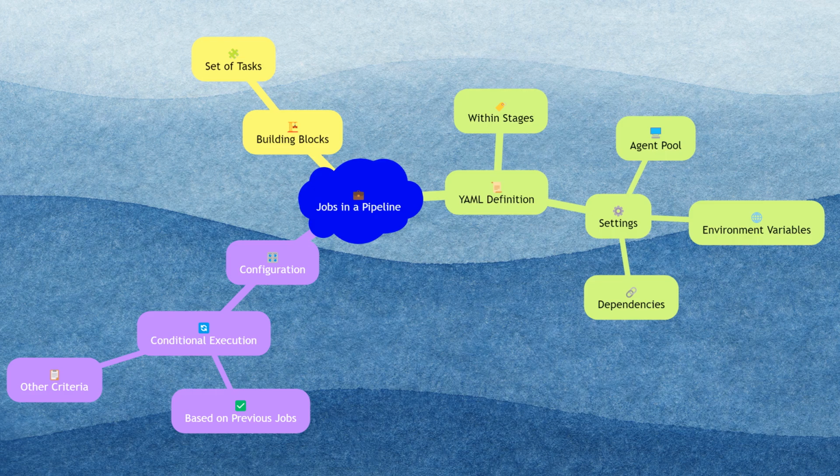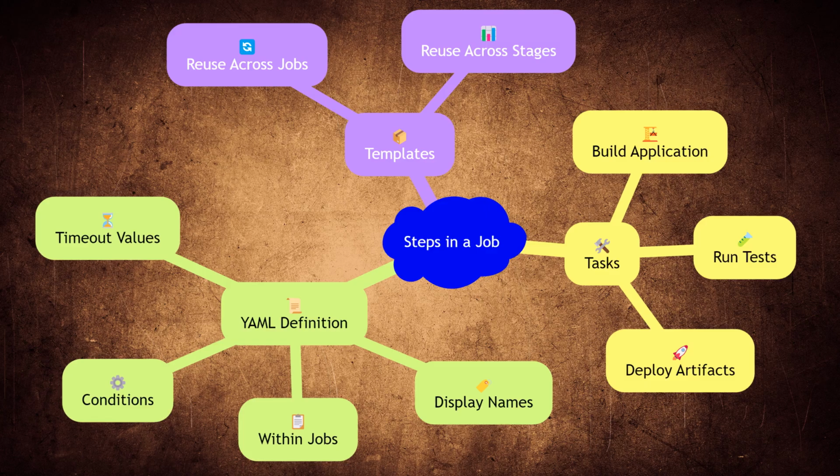Each job represents a set of tasks that are executed together. In a YAML pipeline, jobs are defined within stages and can include various settings such as the agent pool, environment variables, and dependencies. Jobs can also be configured to run conditionally based on the outcome of previous jobs or other criteria. Steps are the individual tasks that make up a job.